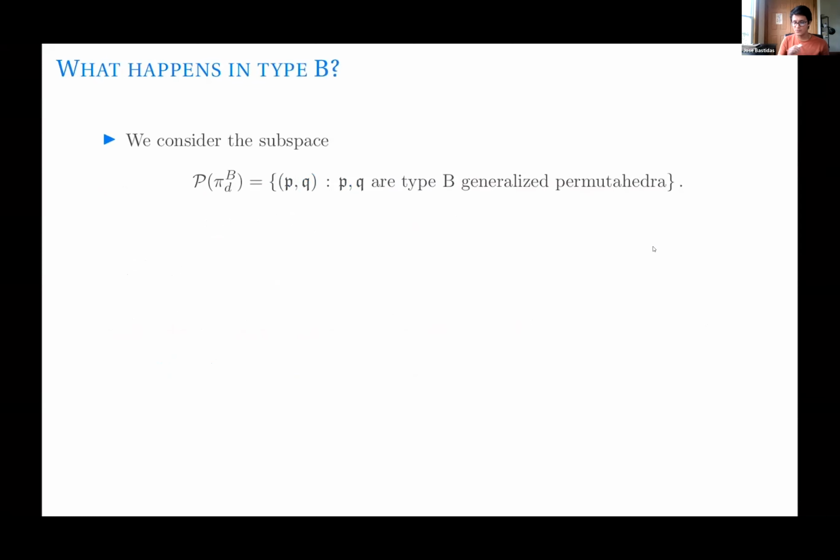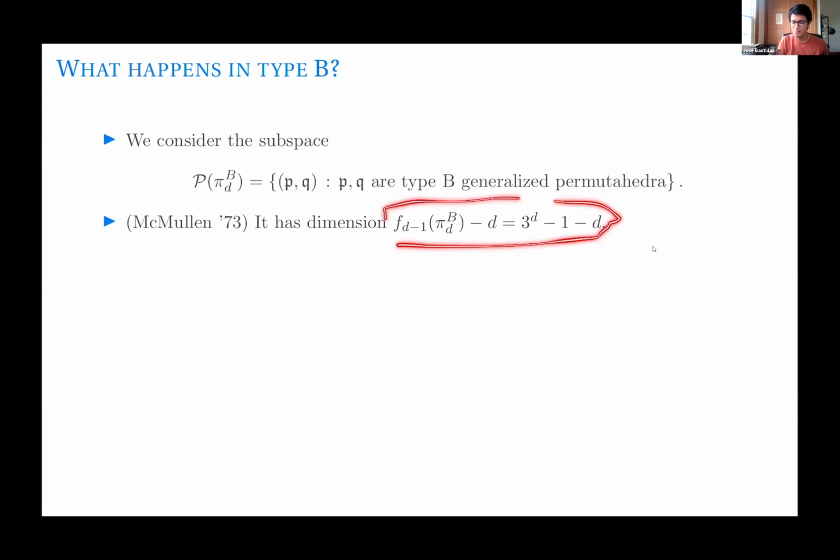And let's see what happens in type B. So first, let's restrict ourselves to this subspace where all the tuples are of this form, P and Q are both type B generalized permutahedra. We know what the dimension of this space is. So we know here we have this number. Let's not worry too much about this number, but the important thing is that we know how many elements I need to get a basis of this space, right? In type A, we had the simplex and all of its faces. So we know how many of those there are, and those formed a basis of the corresponding space. Now we know how many we need to get a basis of this space for type B permutahedra. So we know the number of polytopes that we're going to need.